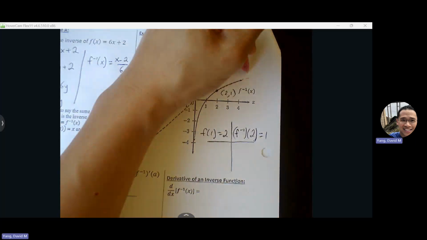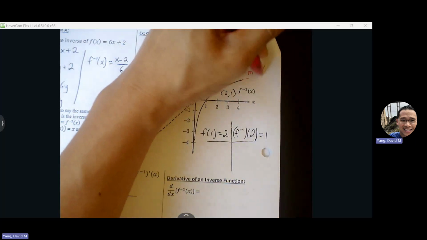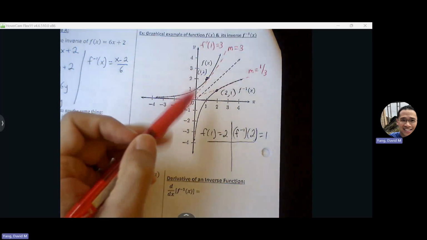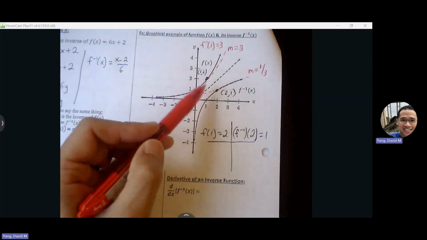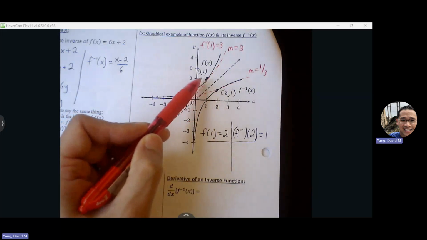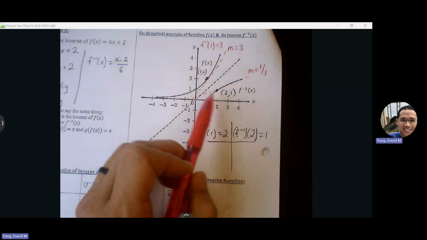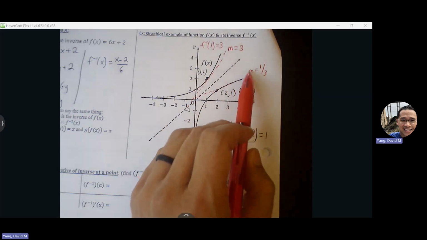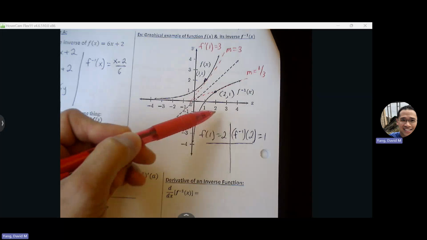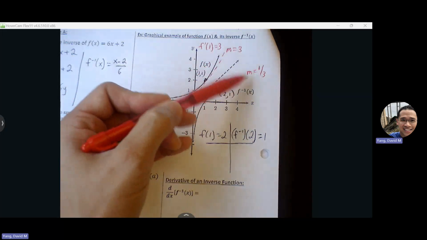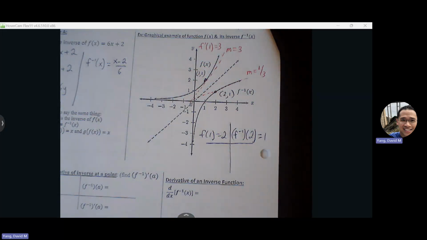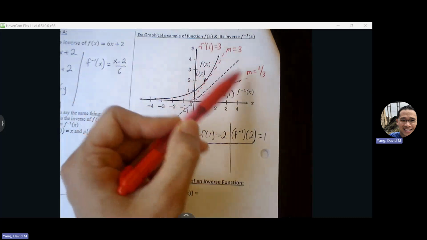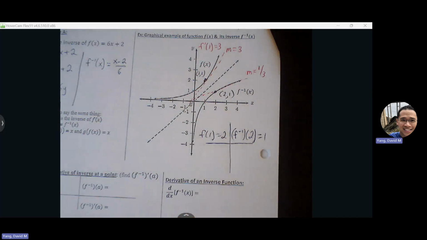1/3, and that's it. That's the relationship here between two points that I call corresponding points between a function and its inverse: their steepness at those points will always be reciprocals of each other. Notice that they're both positive. So it's not quite the opposite reciprocal like what we think of with perpendicular lines. It's always just going to be the reciprocal. And that's really the whole relationship that we're going to talk about today.